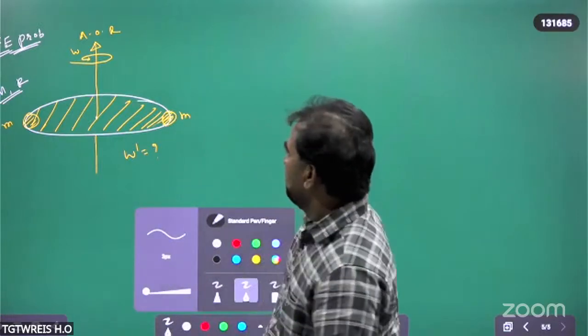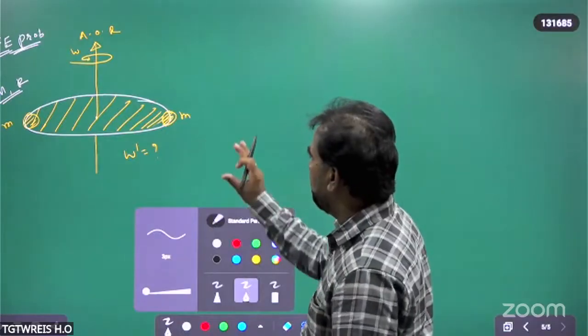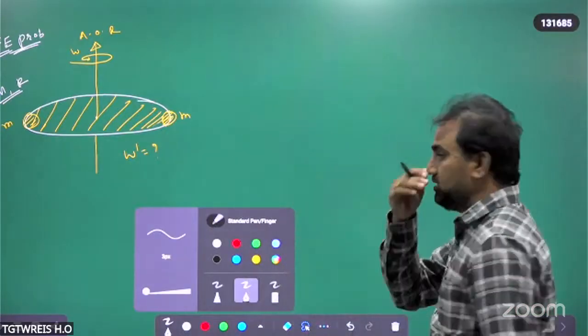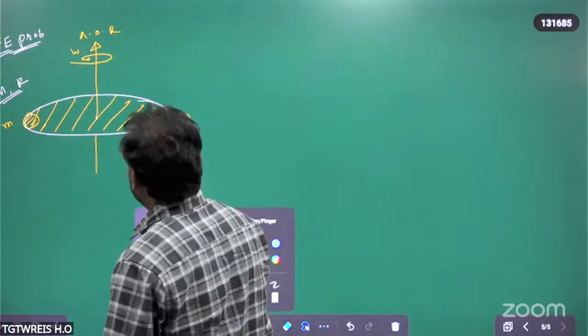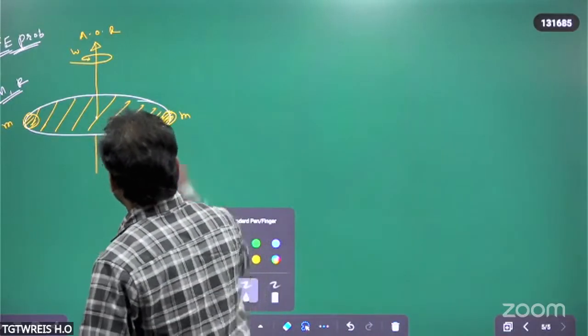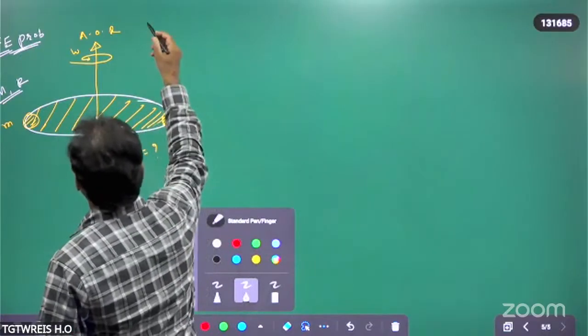What will be the change in angular velocity in this case? That is what we have to calculate now. How do we calculate the change in angular velocity? Find the change in the angular velocity of the system as shown in the figure.